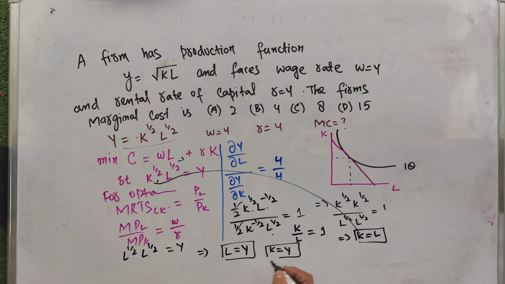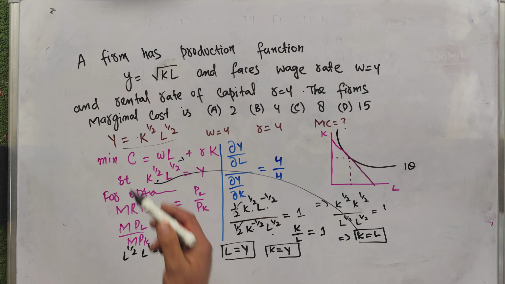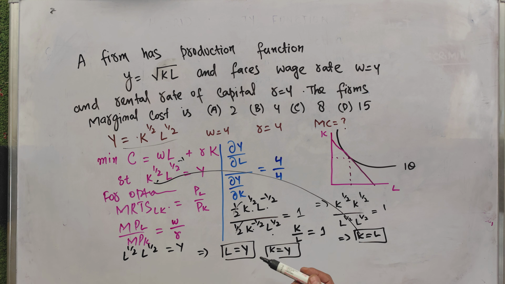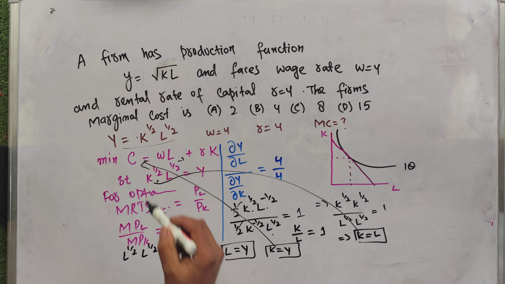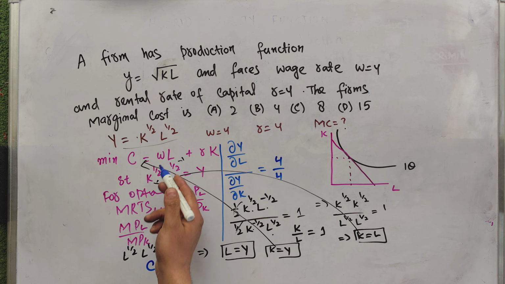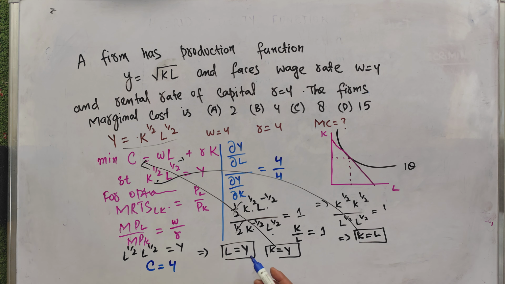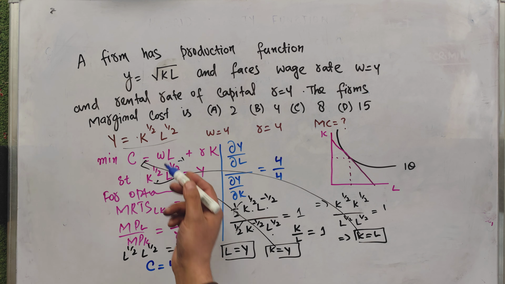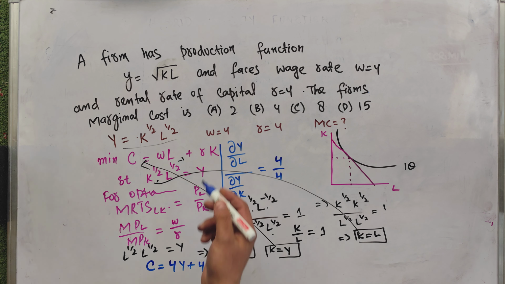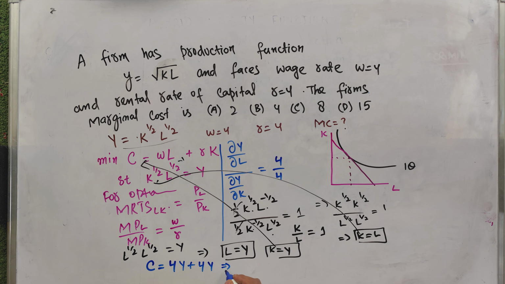Now we plug the values of L and K into the cost function. Our total cost will be equal to the wage rate 4 times L, which is y, plus the rental rate of capital 4 times K, which is also y. This implies our total cost is 4y plus 4y, which is 8y. This is our total cost function.